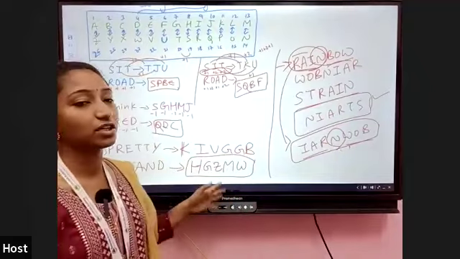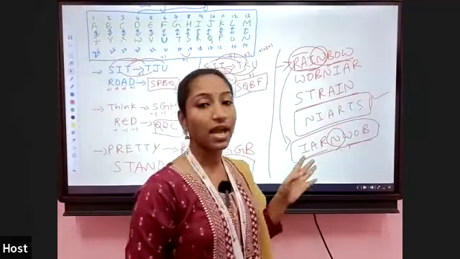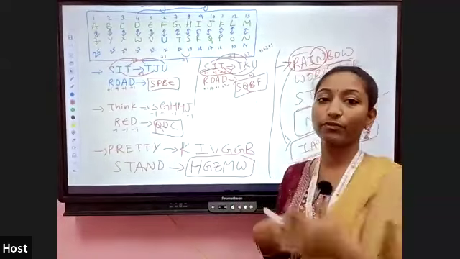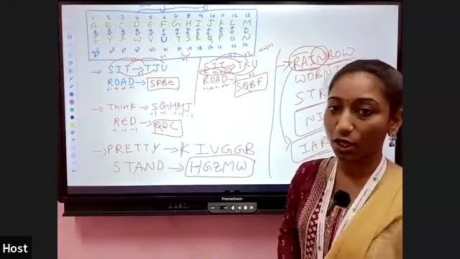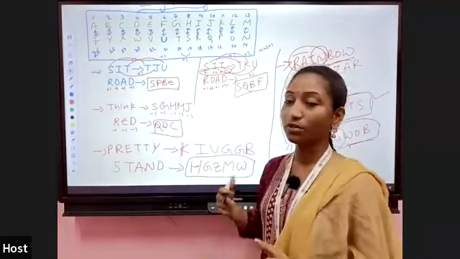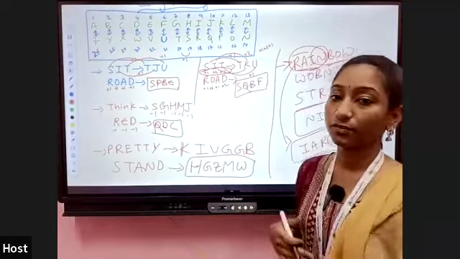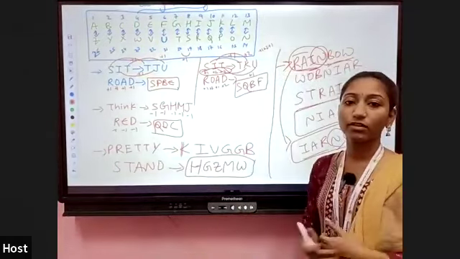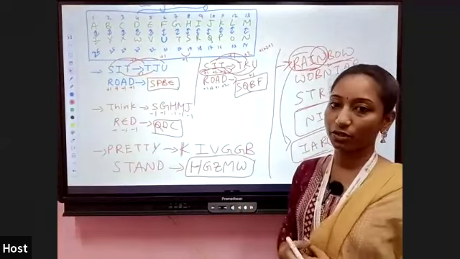So coding and decoding is a very easy topic and also a very important topic. Before doing the coding and decoding topic, you should know how to write this table, and this opposite letter table also you should know. So keep in mind this table before doing coding and decoding.